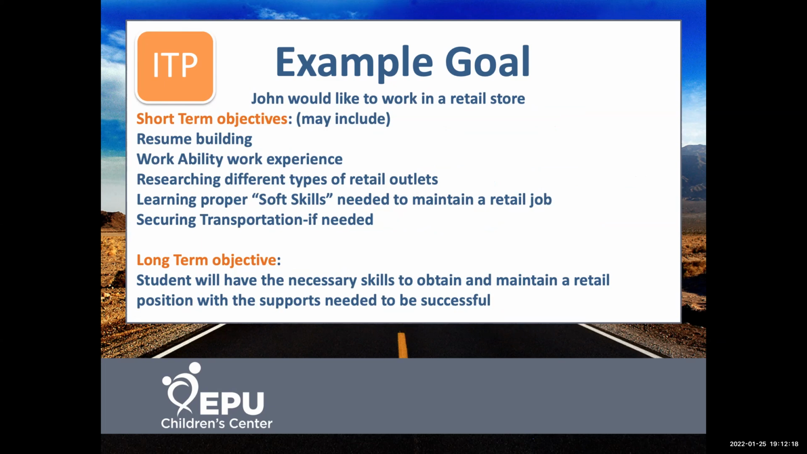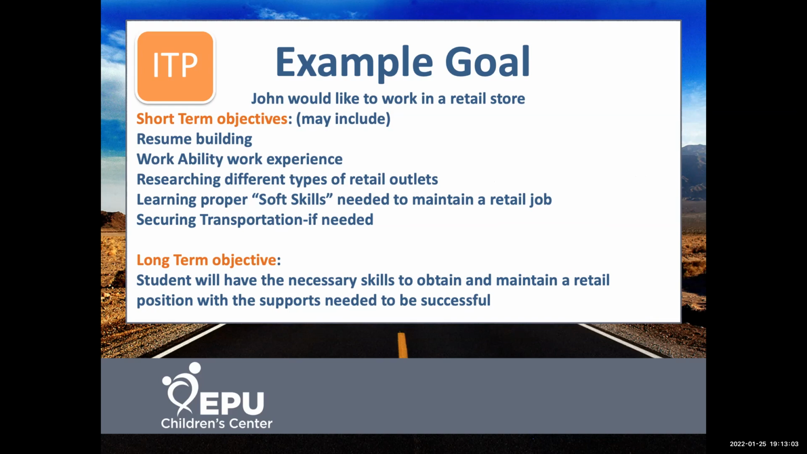And another example, John would like to work in a retail store. So some short-term objectives might include needing to build a resume so that he can turn that in. He might work with the workability program to have some work experience or other programs that support giving our students work experience. He might research the different types of retail stores, and maybe he'll realize that he would not like working at this really busy store, but this small game store he's very interested in. You know, all of our kids have different interests. So really thinking about what is the environment where John thinks he'll be successful.